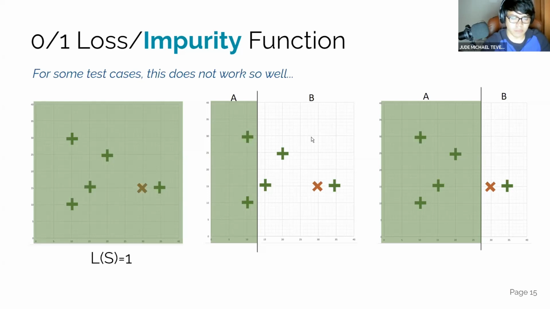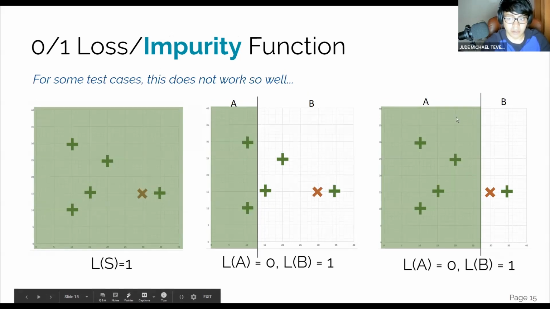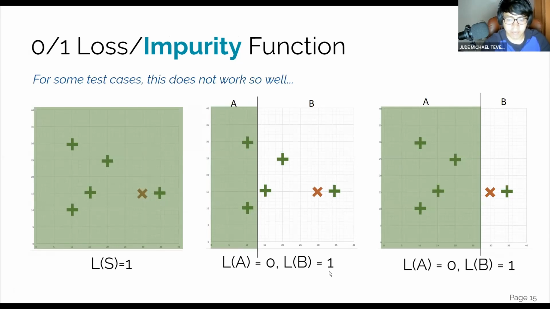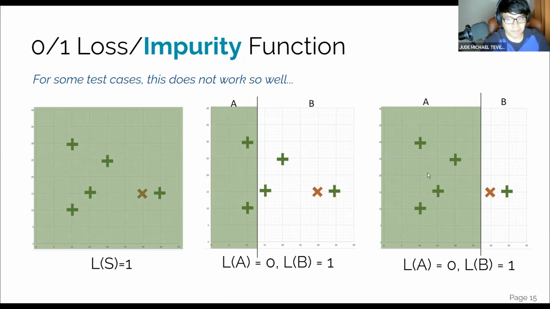And if you have this split, A and B, for set A, your loss is going to be 0 because it's homogeneous. But for set B, you're going to have 1 because that's the count of the minor class there. In this example here, if you have this splitting, you'll have a loss of 0 for set A and a loss of 1 for set B. Look at the following. You have the same loss or impurity values, but they have different splitting. That's why this is a very basic impurity. There are other ways of doing it.